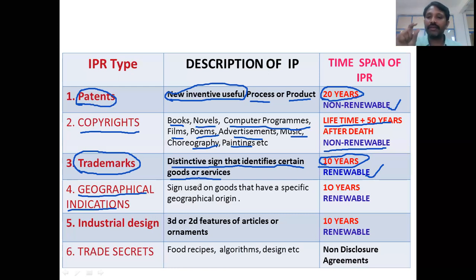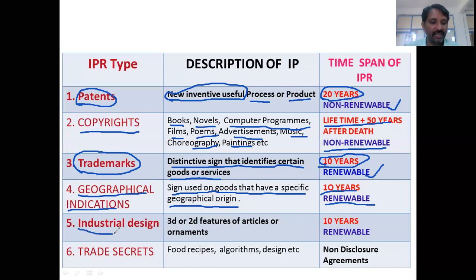So the quality of the product is linked with the climate of the place, or the skill of the people of the place. Hence, any product which comes with a name will tell you the fineness and quality of the product. A geographical indication is a sign used on goods that have a specific geographical origin. Geographical indications are also valid for 10 years, and they are renewable.